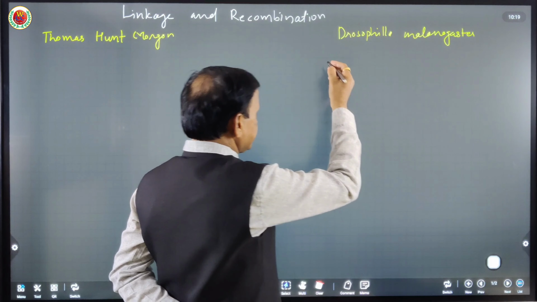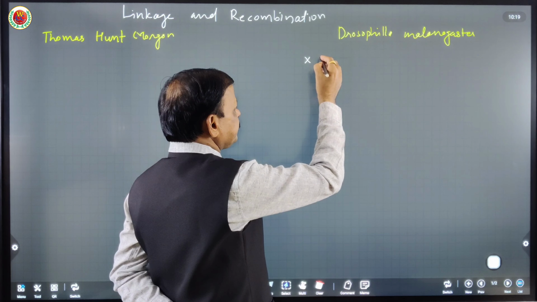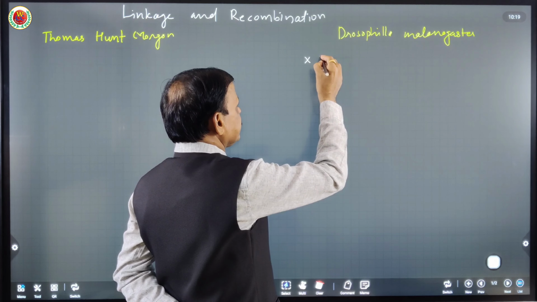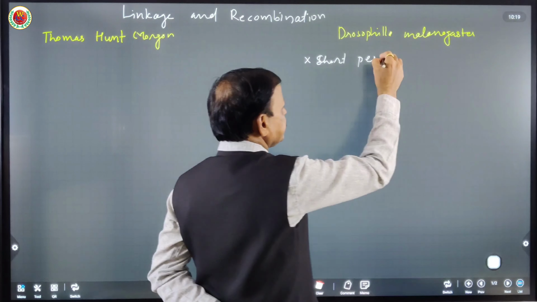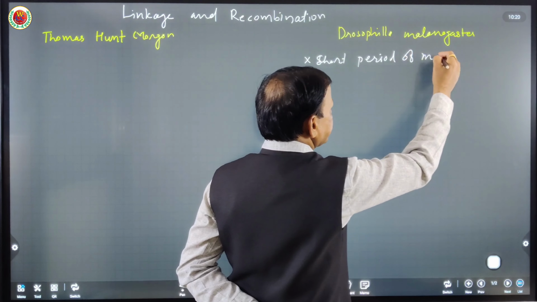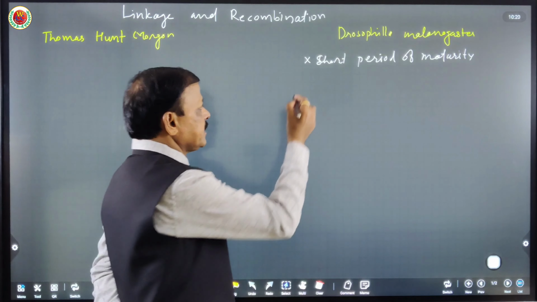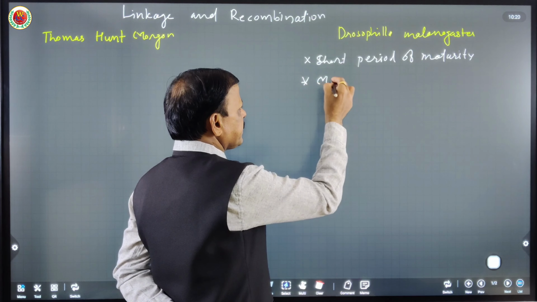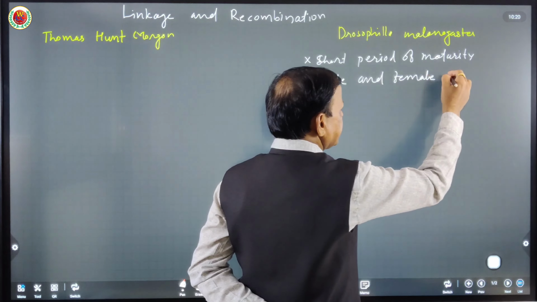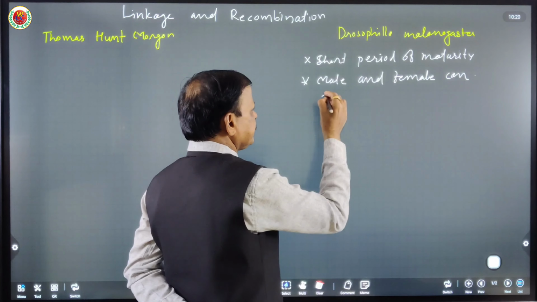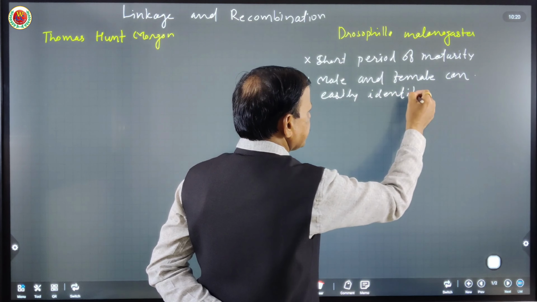Why he selected this fruit fly for his experiment is very important to know. One, he found it has a short period of maturity, so that results can be obtained in a short time. This is the first reason. Second reason, that male and female can be easily identified, and that was very important.